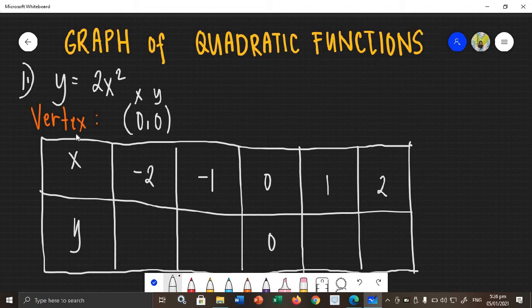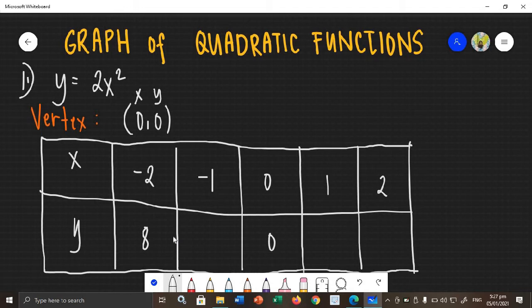So, let's say, the given is y is equal to 2x squared. Sa x, isa-substitute natin yung x coordinate na inassign natin. So, we have 2, substitute natin sa x yung -2. We have 2 times -2 squared. That is equal to 4. And then 2 times 4, that is equal to 8. And that will be the value of your y coordinate. 8 ang value ng una.